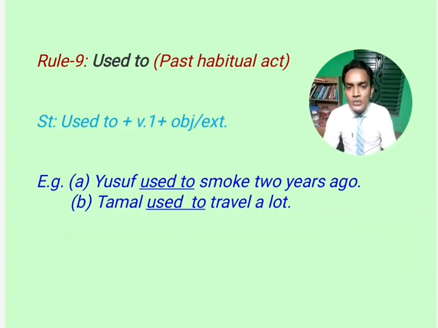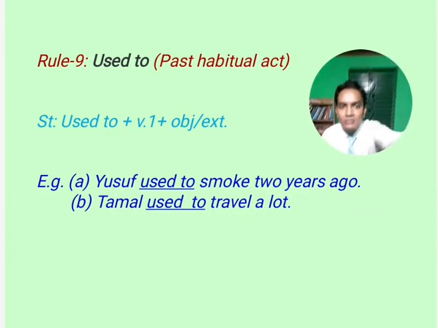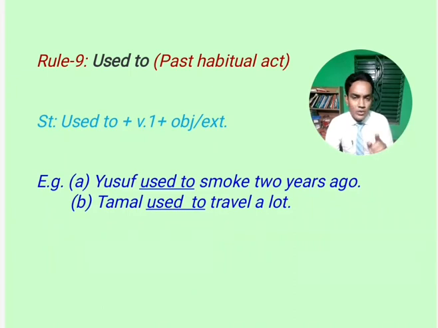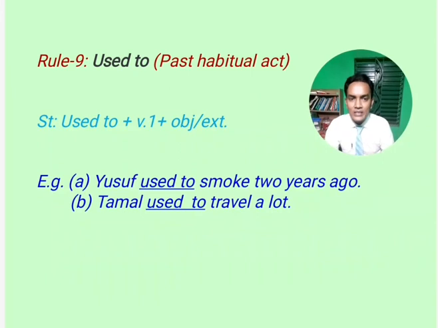Here, examples. Yusuf used to smoke 2 years ago, right? That means 2 years ago, Yusuf was a smoker. But right now, he is not interested at all. Number B. Tomal used to travel a lot. That means once Tomal traveled a lot, but right now he is not interested at all. Okay, next.